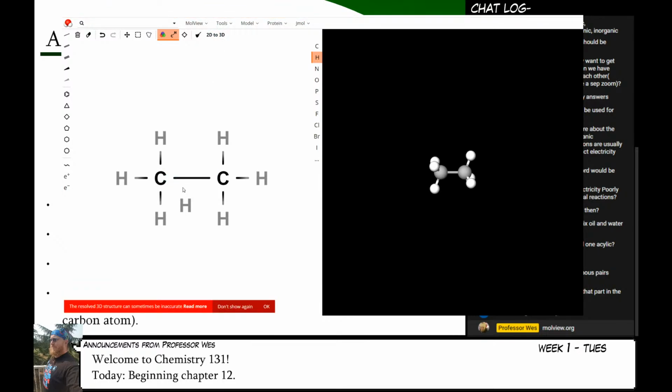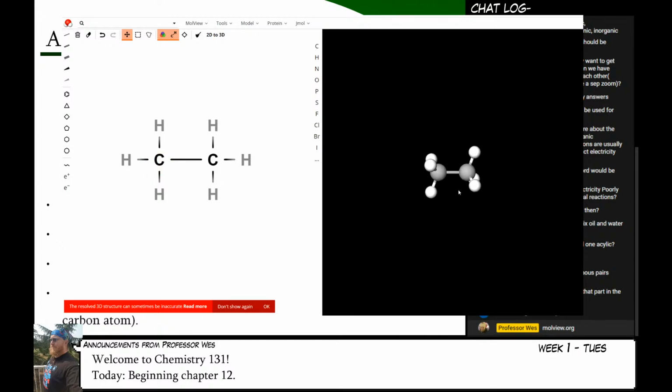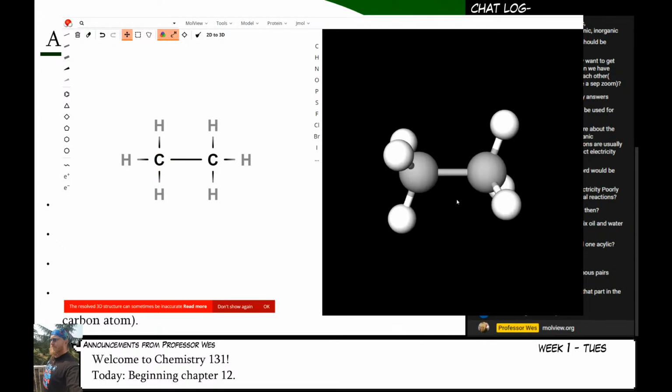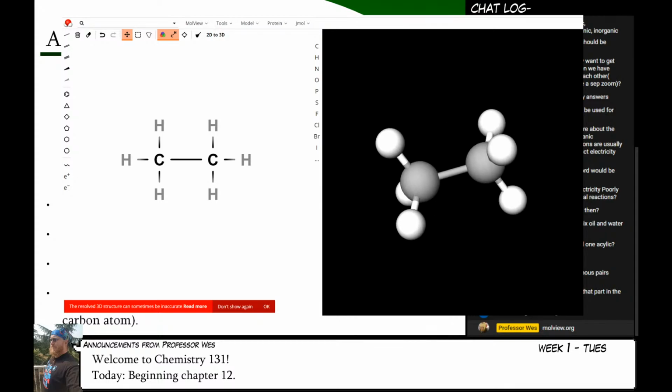So you can see from my Lewis, oops, I didn't mean to actually click there. Oh no, come back. There we go. So you can see from my model, everything is at right angles, but in my molecule over here, there are no right angles. Everything is tetrahedral. And so this is what my ethane molecule looks like.